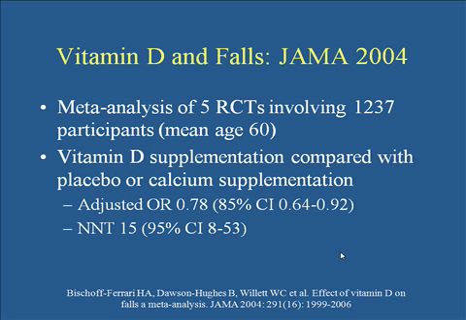And they found the adjusted odds ratio for falling was 0.78, and the confidence interval there is 0.64 to 0.92. I think I've got a typo on the slide. That's supposed to be a 95% confidence interval, not an 85%. I apologize for that. So that's a statistically significant reduction in risk. They went on to calculate the number needed to treat, which turned out to be 15, which means we'd have to treat 15 people with vitamin D for this time period to eliminate one fall, which is a pretty good number needed to treat, really.